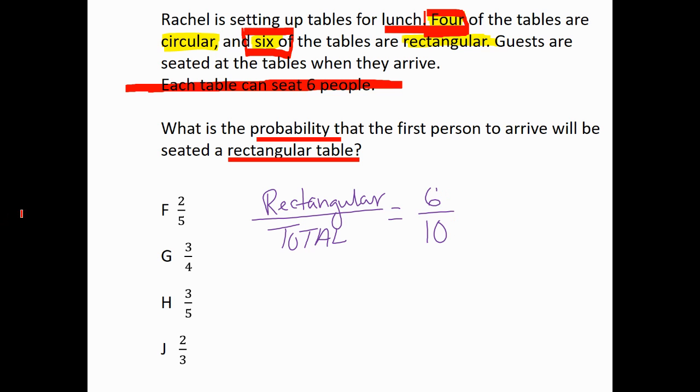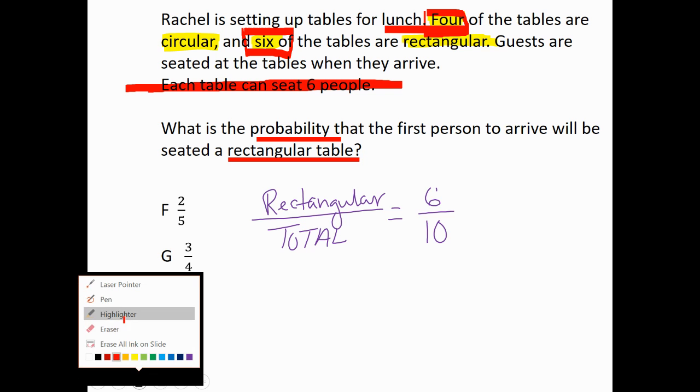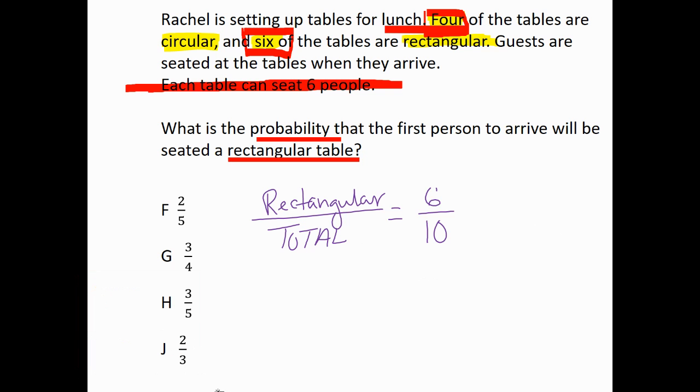So we have this fraction 6 over 10. When I look at my answer choices, I don't see that as a choice because you need to make sure that you are simplifying your fraction down. You need to divide it to make it smaller. So you've got to figure out what they have in common. So I know that 6 and 10 can both be divided by 2. So 6 divided by 2 would be 3, and 10 divided by 2 would be 5. So my final simplified answer would be 3/5, which is H.